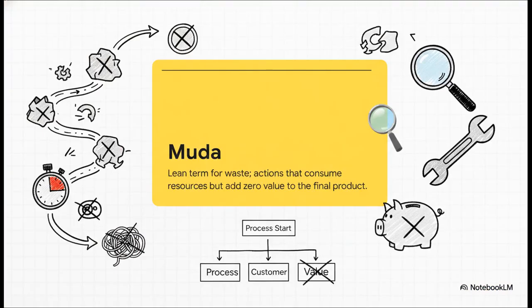To really get VSM, you have to understand this one critical lean concept, muda. Muda is simply the Japanese term for waste. But in our context, it has a very specific, rigorous definition. It's any action or task in your project lifecycle that eats up time, budget, or physical resources, but adds zero value to the final product from the customer's perspective. None. It's basically the friction in your workflow. And VSM is specifically designed to hunt down this muda and completely eliminate it.